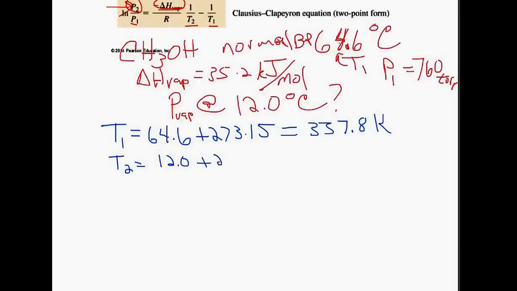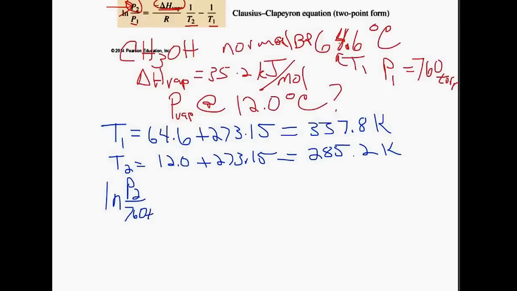And T2, do the same thing. 12.0 plus 273.15, and that's going to give us 285.2 Kelvin. So now that we got all these things, plug it in to the 2-point equation. So I'm going to do that. So I'm going to say, okay, we got natural log, excuse me, of P2 over 760 torr is equal to, and here's where we got to kind of be careful.